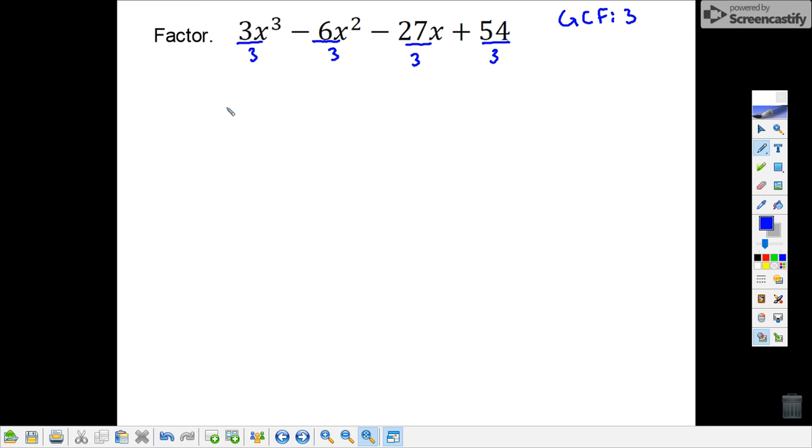So I'm going to go ahead and divide each one of those by 3. So 3 divided by 3, I'm going to put that number in front. We get just x cubed. And then we have minus 2x squared. And we have minus 9x plus 54 divided by 3 is 18.